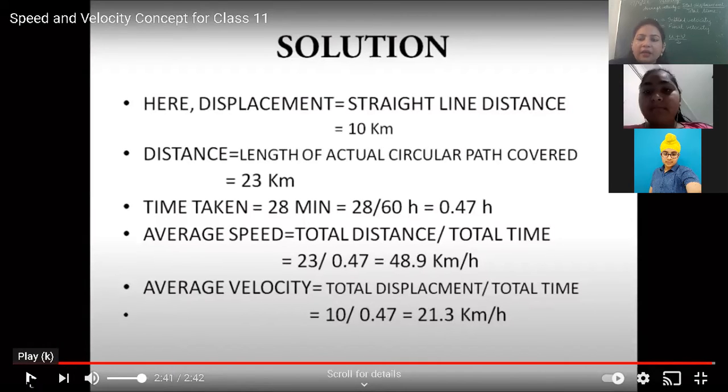And they are different. It was also asked, are average speed and average velocity equal? No, they are not equal. You can see after solving, we get average speed 48.9 km per hour, and average velocity is 21.3 kilometer per hour. See how we have calculated time, 28 minutes, we divide by 60. Now this time is in hours. Okay, so see the solution, please note it down. And if you face any problem, you can ask.